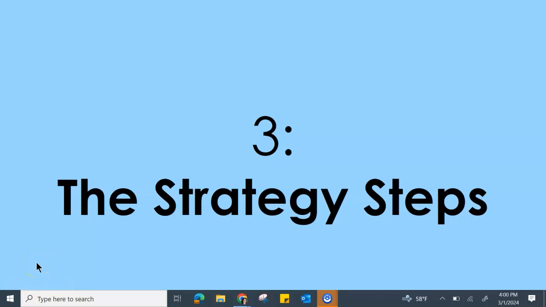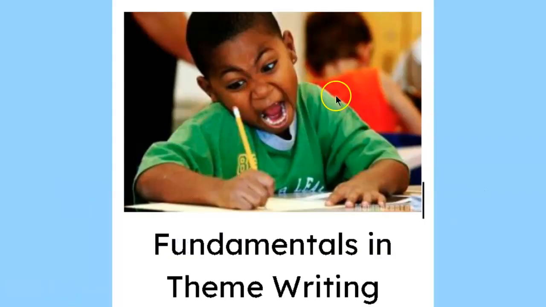This is lesson 3 of Fundamentals in the Theme Writing Strategy, the strategy steps. Any notes or assignments, make sure you put them in this tab in your binder.